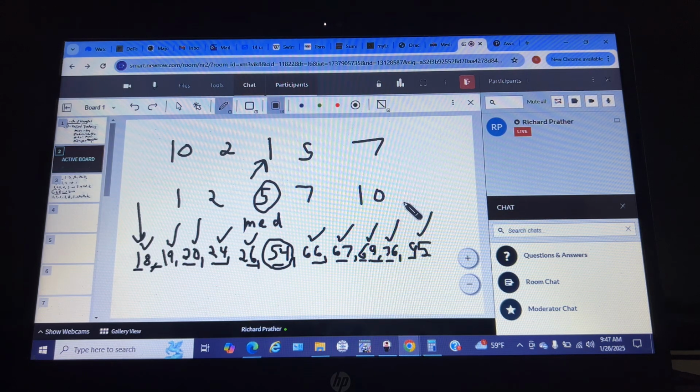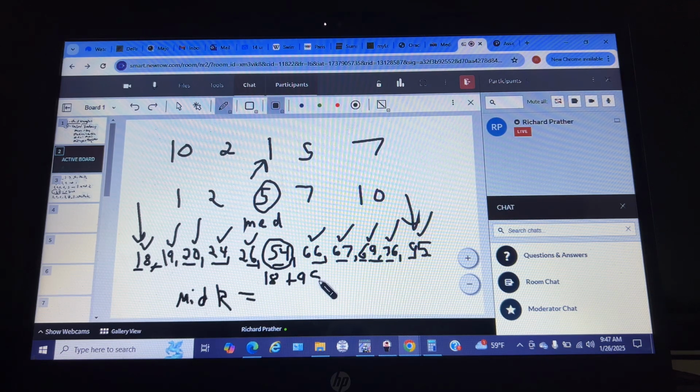So 18 is the lowest number, 95 is the highest. I just have to do the mid-range. Mid-range is 18 plus 95 divided by 2.